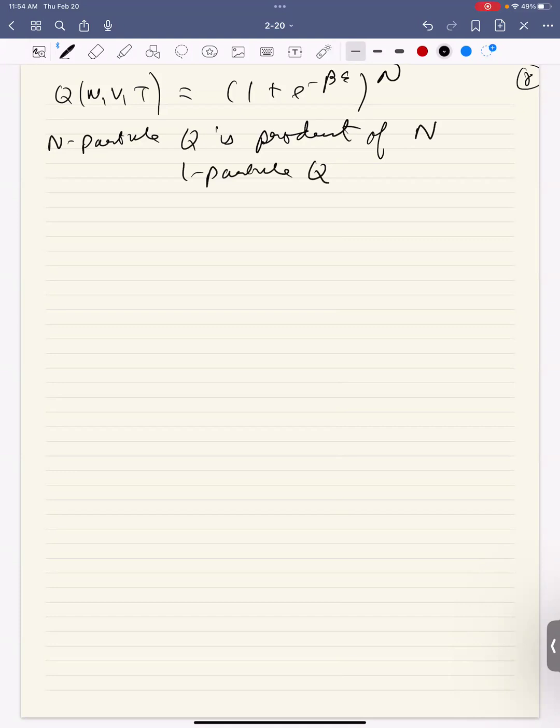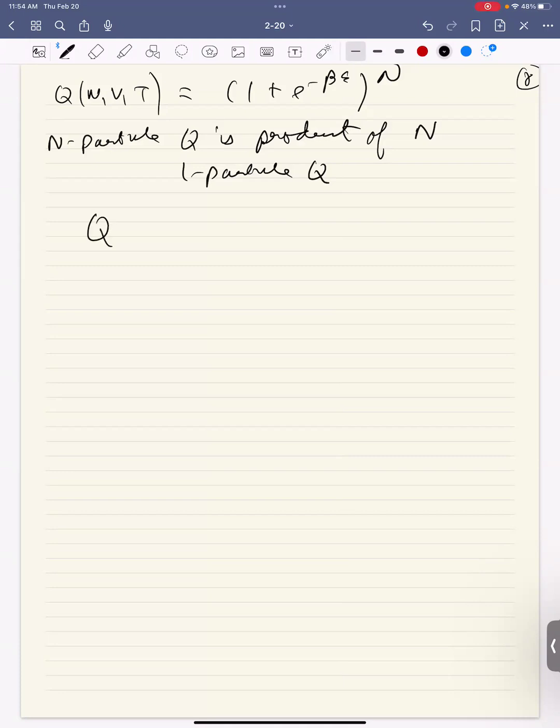That's what we saw, right? So if you were trying to be very lazy, you would not have done all of this business. You would have said, yes, I know we have n particles, but I don't care. I'm just going to calculate the partition function for one particle and take it to the power n. And you would have got the same answer. You could have written this right away, right?